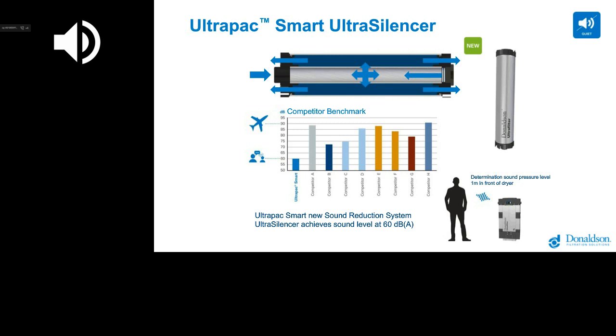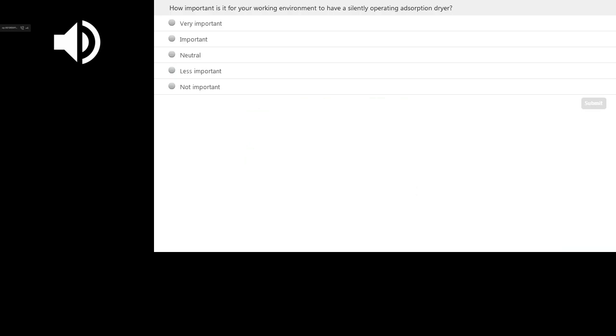So that leads us to the fact that maybe we have a question for you guys. Okay, thank you. So it's time for our second poll question. To everyone watching, just like the last, just click one option, click submit, and wait for the next slide to view the live result. Our question is, how important is it for your work environment to have a silently operating absorption dryer? Very important, important, neutral, less important, or not important?